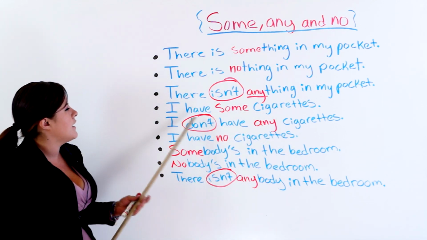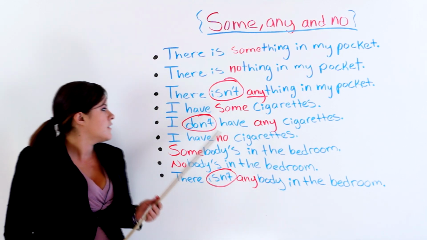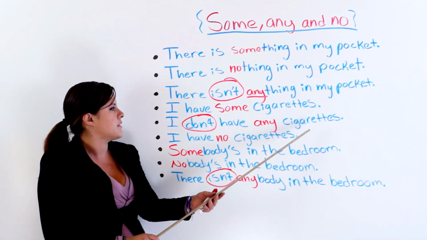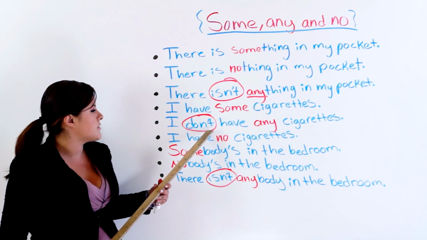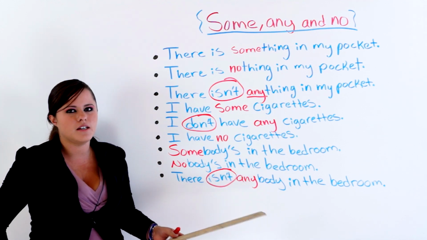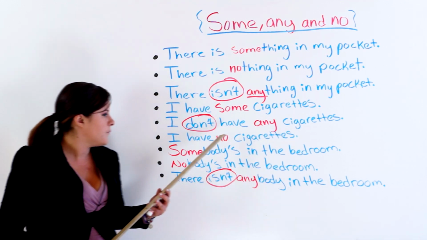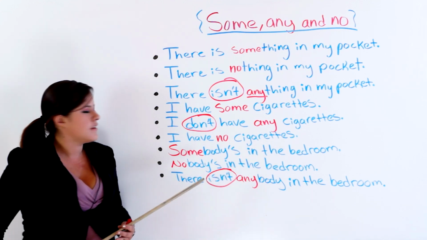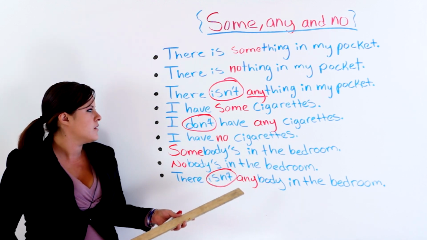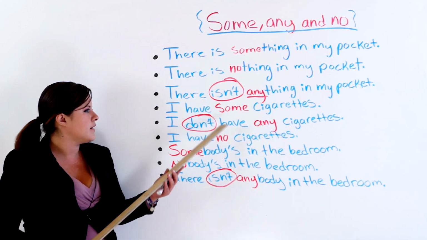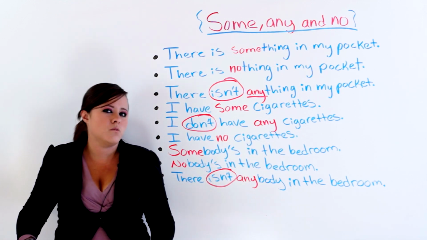The next one, I have some cigarettes. I have a pack right here. I don't have any cigarettes. I'm using any again. That's why I'm using this negative auxiliary, don't. I don't have any cigarettes, okay? Or I could just use no. I have no cigarettes, and that's okay. You can't say I don't have no cigarettes. I don't have any cigarettes, or I have no cigarettes, okay? Not I don't have no.